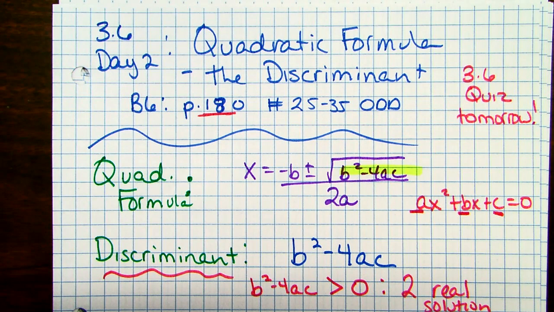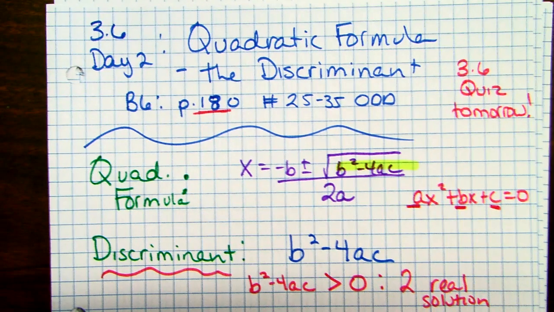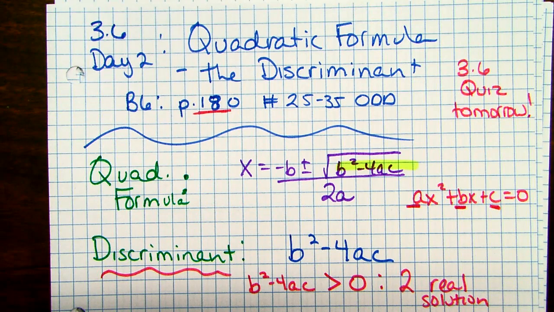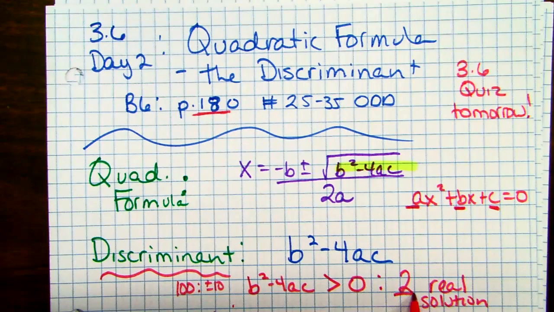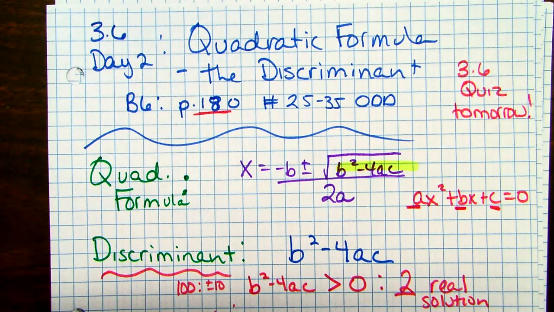Or when I say a number is less than zero, what does that mean? That they're negative, okay? That would be two imaginary solutions. That means there's an i in it, right? So if I had 100 as my discriminant, that would be plus or minus 10, two real solutions. If my discriminant was negative 100, I would get plus or minus 10i, okay? Two solutions, two of them. One is real, one has an i in it. That's the only difference. But there's one more type.